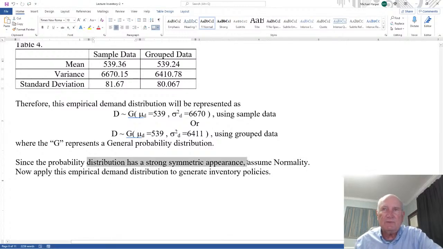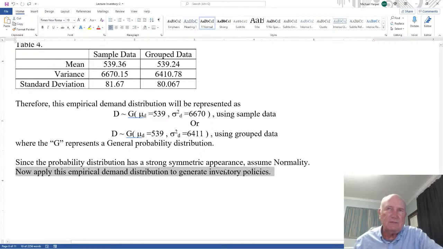Since the probability distribution has strong symmetric appearance, assume normality, now apply the empirical distribution to generate policies. In other words, you use it anyway. Okay.